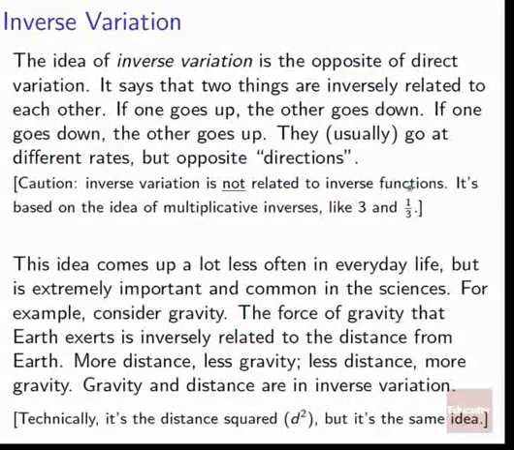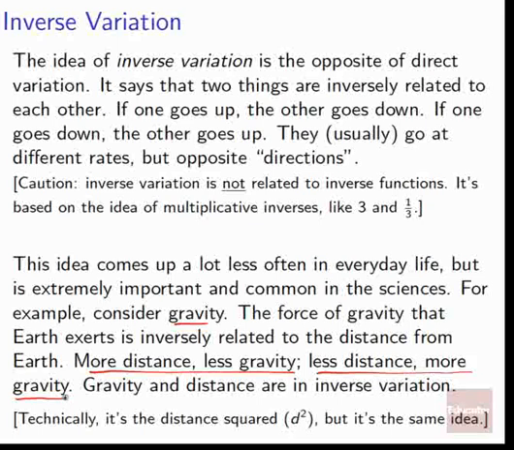Right, this idea comes up a lot less in everyday situations. We aren't going to see it with bread, but it's pretty common in the sciences. For example, consider gravity, right? Gravity is an inverse variation effect with distance. The force of gravity that Earth exerts is inversely related to the distance from Earth, right? The more distance you have from the Earth, the less gravity you experience. The closer you are to Earth, the less distance you have, the more gravity you experience. Gravity and distance are in inverse variation, right? One of them goes up, the other one goes down. If the first one goes down, the other one must go up.